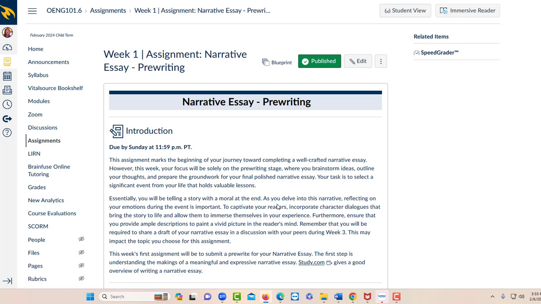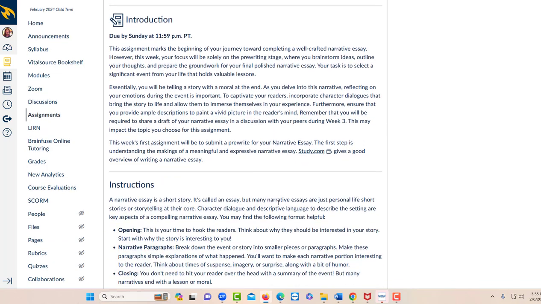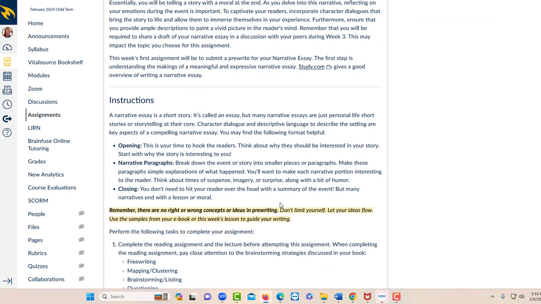Remember that you will be required to share a draft of your narrative essay in a discussion with your peers during week 3. This may impact the topic you choose for this assignment. This week's first assignment will be to submit a pre-write to your narrative essay. The first step is understanding the makings of a meaningful and expressive narrative essay.